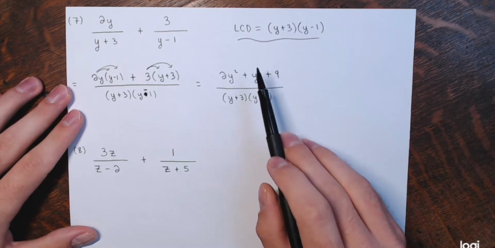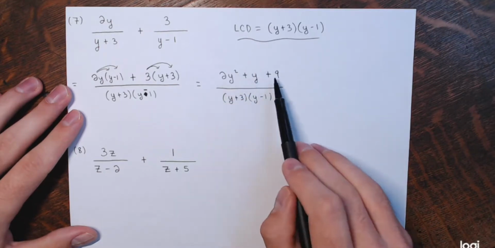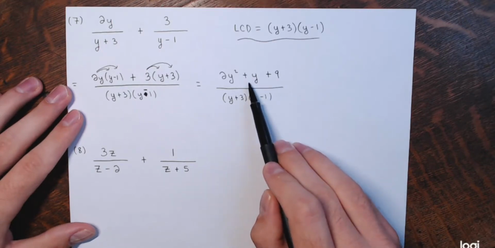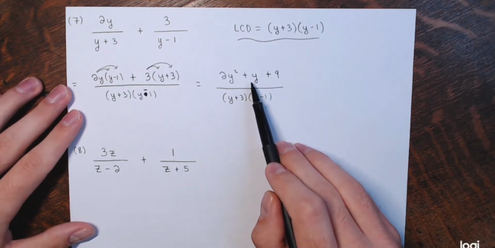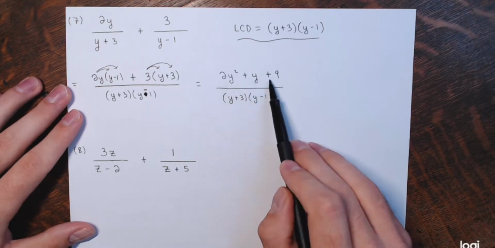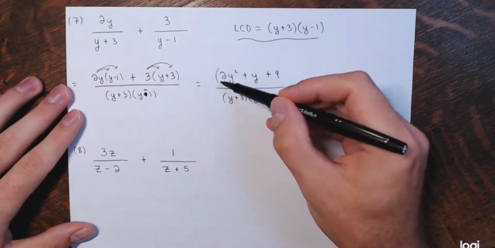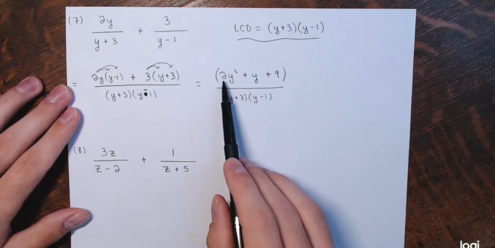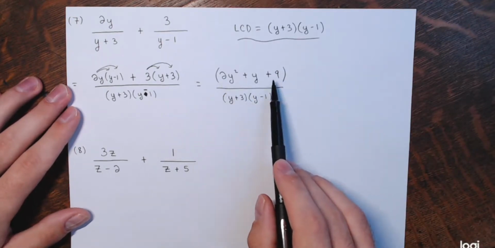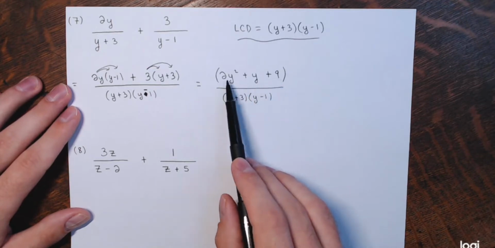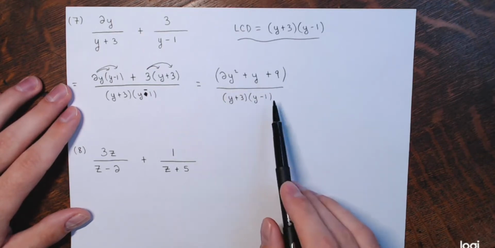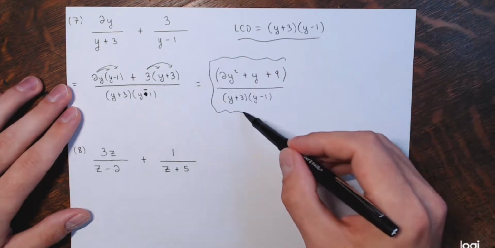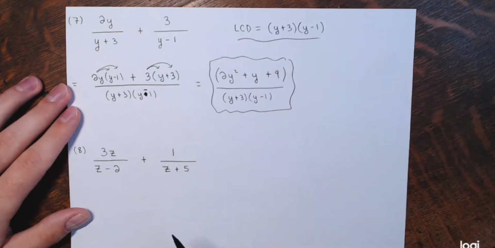Or you could try the AC method: 2 times 9 is 18, and then try to think of factors of 18 that add up to positive 1, and there aren't any. So that's the only factor in the numerator. I'll put parentheses around it if you want, you don't have to, but that's the only factor in the numerator. And I am not seeing a factor of 2y squared plus y plus 9 in the denominator. So there's nothing canceling here. This is as simple as that fraction gets.